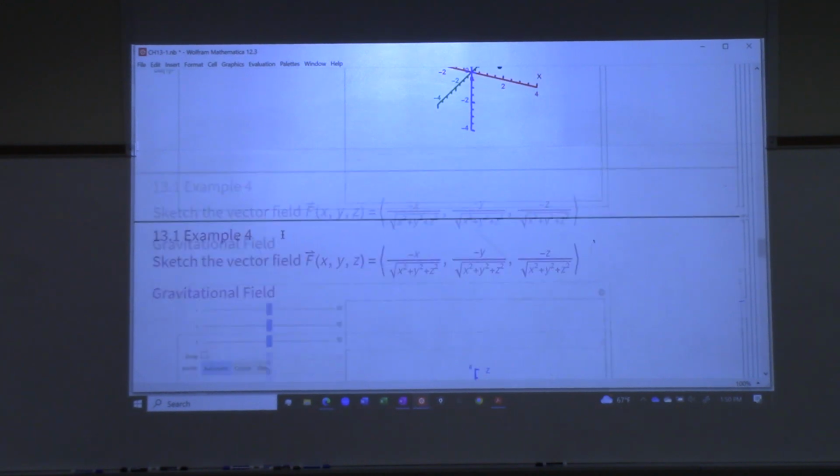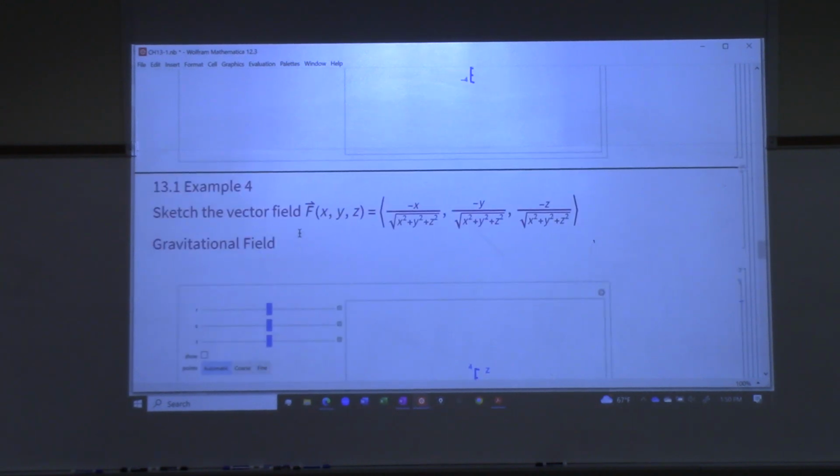Here's an example of a gravitational field. Now this one does not exactly represent gravity on Earth, because Earth is not a perfect sphere, and also the Earth is not perfectly smooth on the outside. You have hills and valleys and different elevations. So this is not exact, but it gives you the flavor of what a gravitational field should look like.